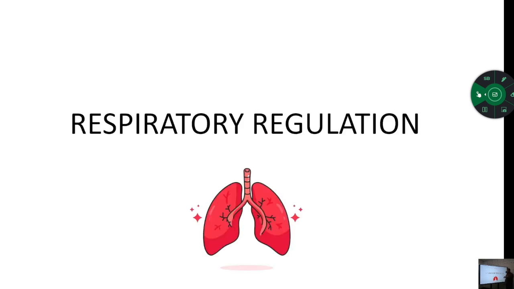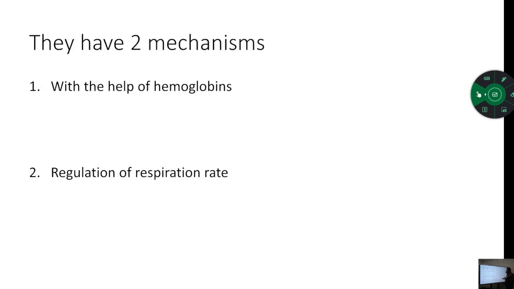Now, to go on to the second line of defense, the respiratory regulation has two main mechanisms. It usually acts first with the help of hemoglobins, and it also has a process of regulating the respiratory rate. It can increase the rate of respiration or decrease it. So first we'll see how it acts with the help of hemoglobins. We already saw that hemoglobins are proteins which have buffering capacity by themselves. Here we'll see how it helps in association with respiration, and how it helps us fight off the acid-base imbalance.